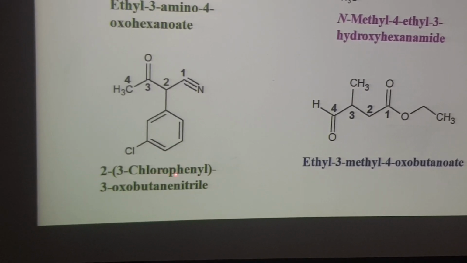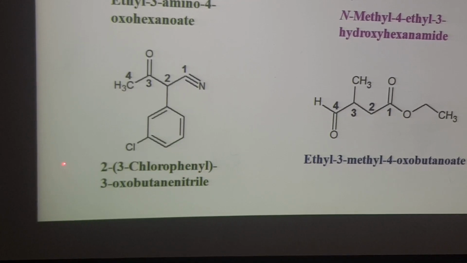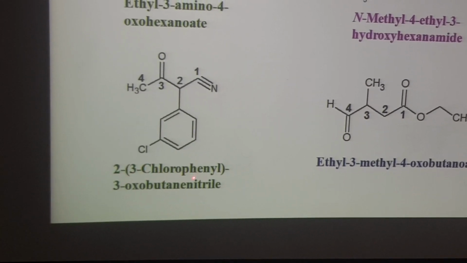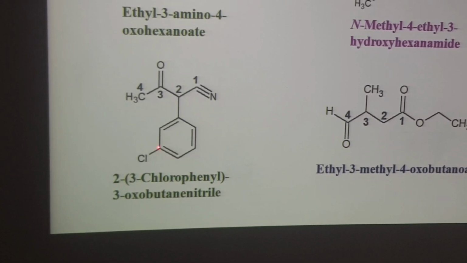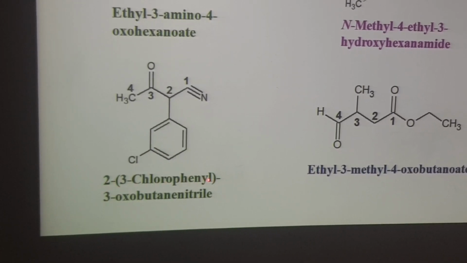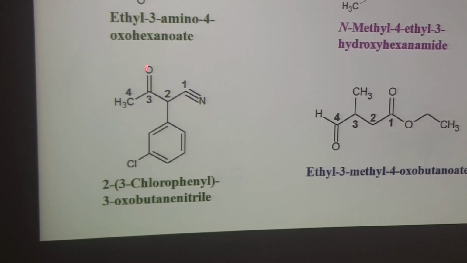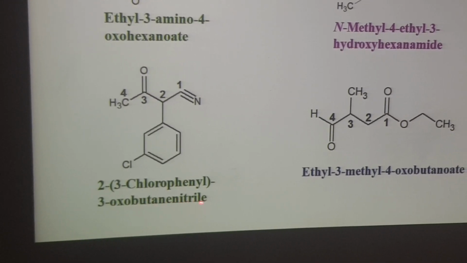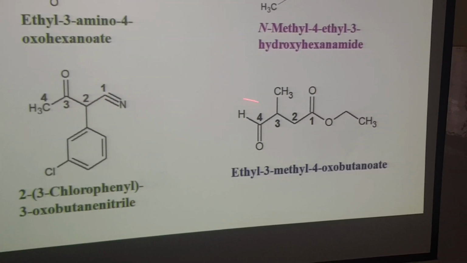2,3-chlorophenyl. Okay, it shows that phenyl is present at position 2 and this phenyl is further substituted with chloro at position 3. It is 2,3-chlorophenyl, 3-oxo-butane nitrile. Okay, 4 carbon.